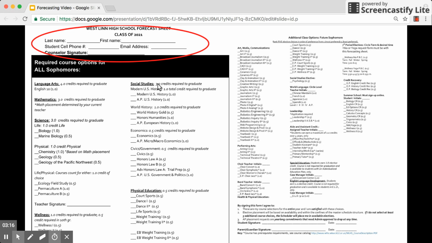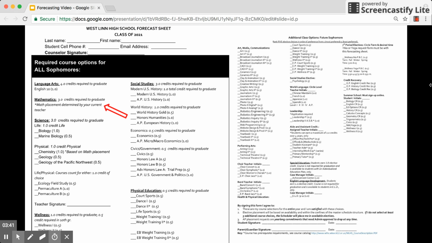It is important for students to fill out this top section with their last name, first name, and contact information. There are times in which we are required to contact students and families with questions or concerns regarding their schedule, and the most up-to-date student cell phone number and email address allows us to communicate with students and families more effectively. Counselors will sign this section after they've met with their student.